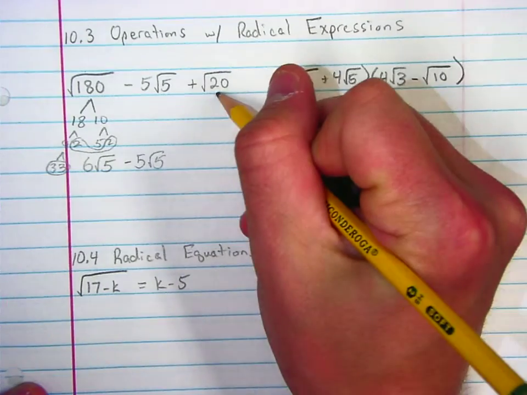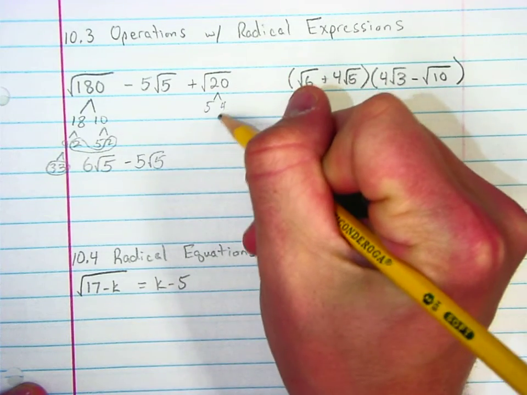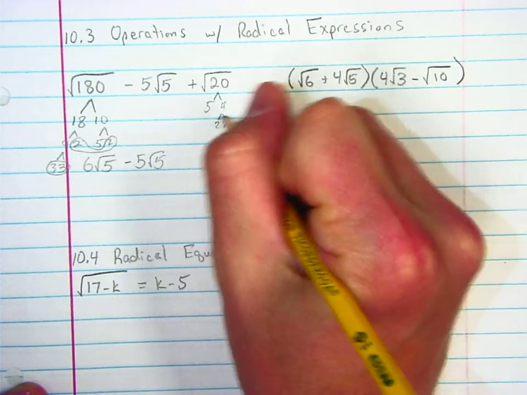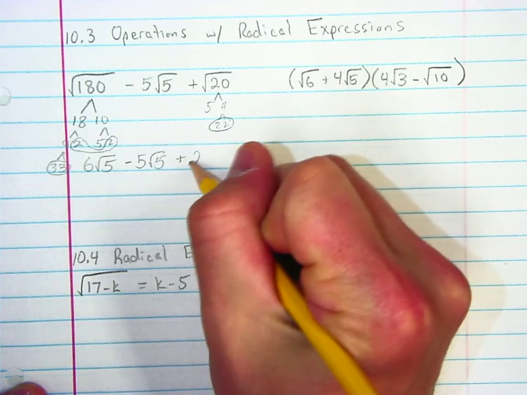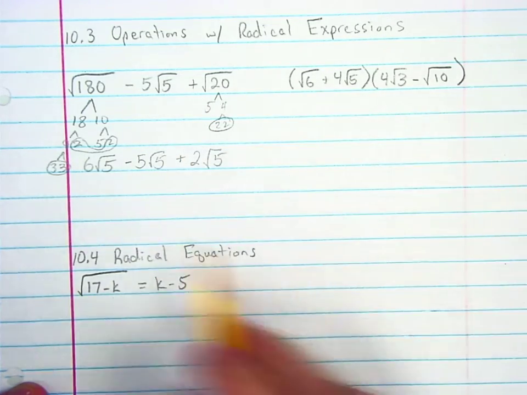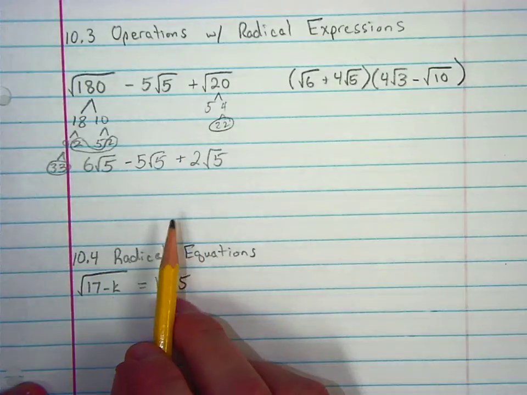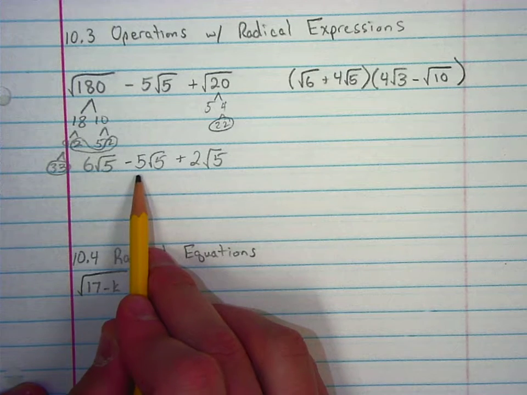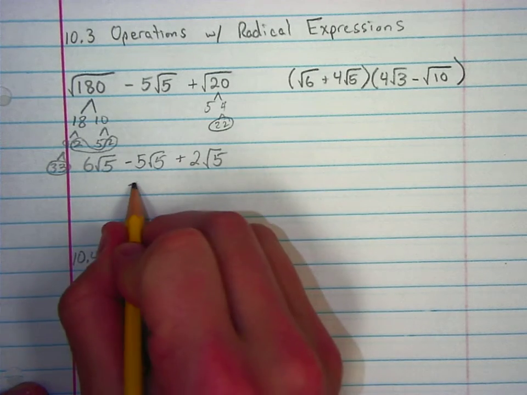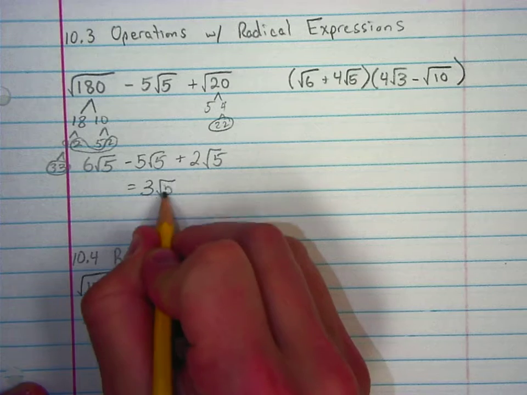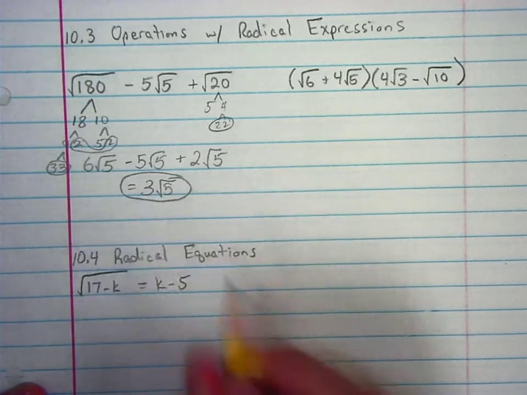Alright, let's see how 20 breaks down. We have 5 and 4, 2 and 2, so plus 2 times the square root of 5. And now we can combine like terms. So 6 minus 5 is 1, plus 2, so our answer is 3 times the square root of 5.